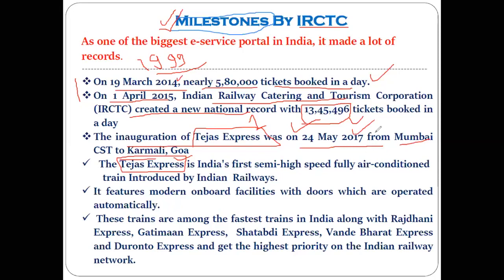Okay, now it is a semi high speed, fully air conditioned train. Now, in the railway we see, are all the coaches fully air conditioned? No. But Tejas is fully air conditioned. The complete train is air conditioned. Understood? So that is the luxury service introduced through the IRCTC in the 2017s. All the doors are automatic.